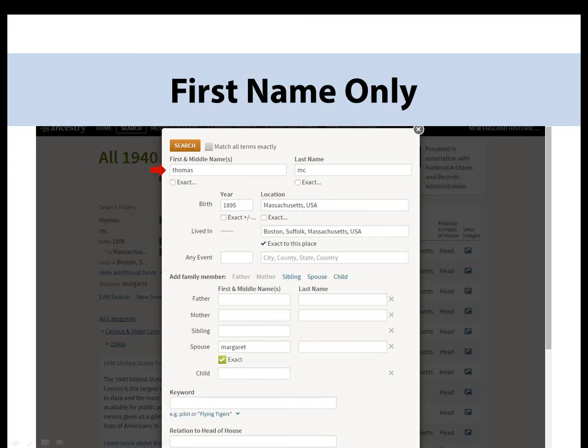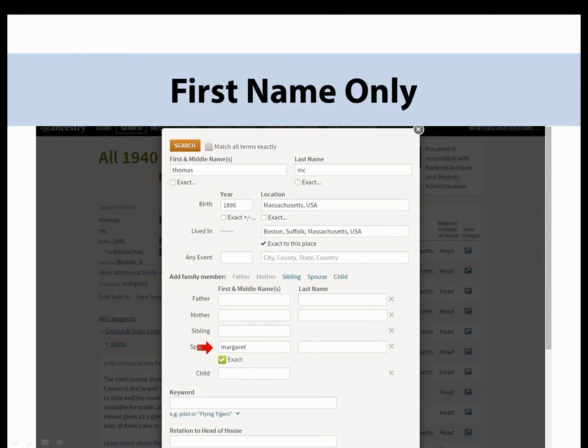So what I did was I filled in this first name. I put in Thomas. I put in the birth year of 1895, and I knew he was born in Massachusetts. But I forced it to look in Boston and Suffolk County, Massachusetts. And again, I can't warn you enough that if Boston, for example, wasn't in Suffolk County in 1940, then you couldn't do this. But in this particular case, it was, so this is appropriate. But also to search by the spouse's name, and the spouse's name is there on the bottom, Margaret, and I had it look exactly for that.